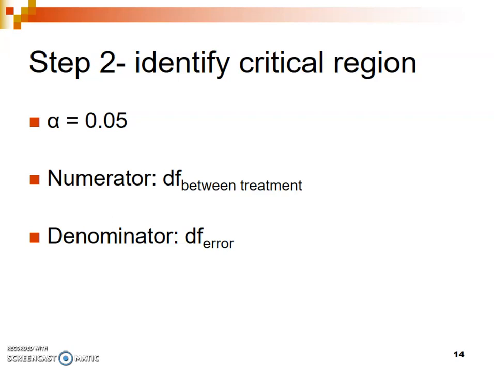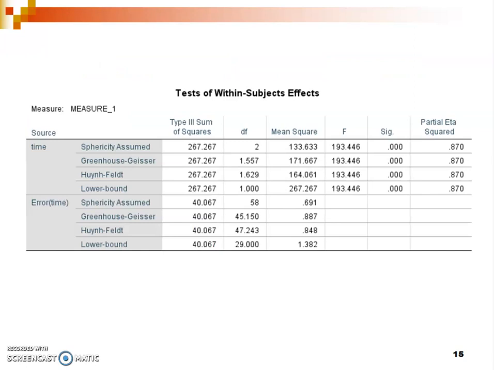If you have SPSS output, it gives you both of these values for your numerator and your denominator degrees of freedom. So let's look at some output, and I'll show you where you can find each of these two degrees of freedom. The degrees of freedom between groups is just going to be that first degrees of freedom that's listed. The label next to the source you see here is called time. This will change depending on what your factor or IV is.